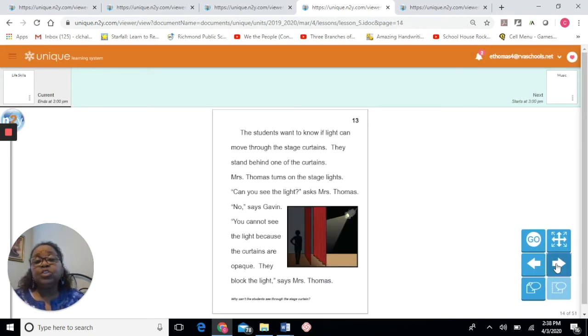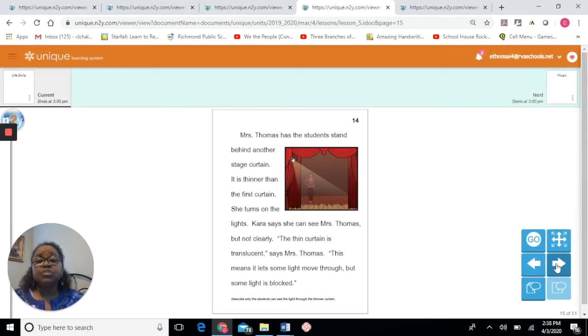The students want to know if light can move through the stage curtains. They stand behind one of the curtains. Mrs. Thomas turns on the stage lights. "Can you see the light?" asks Mrs. Thomas. "No," says Gavin. "You cannot see the light because curtains are opaque. They block the light," says Mrs. Thomas.